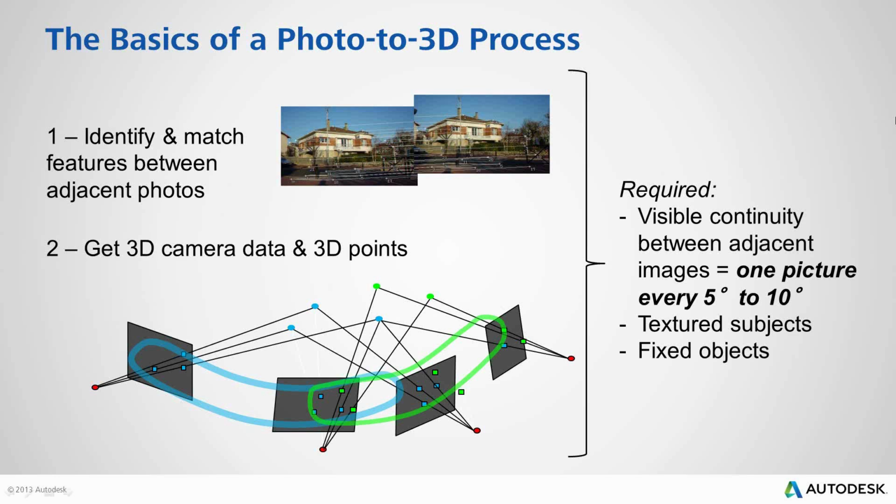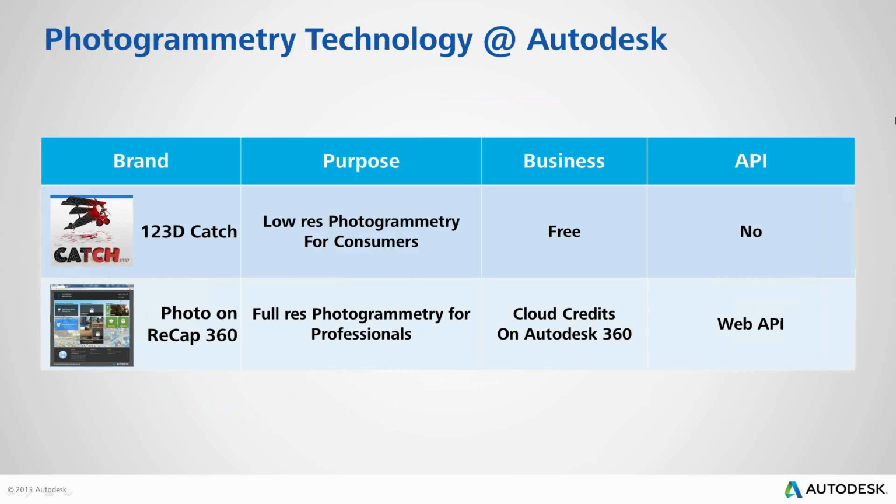Okay, so once you've got that, it's pretty simple. You have to upload these photos to a photo to 3D service. Here in Autodesk, we have two web services that can use this technology. One is called 123D Catch. It's our consumer version, really for consumers that want to share their result with their community. It's a free service. There is no API.